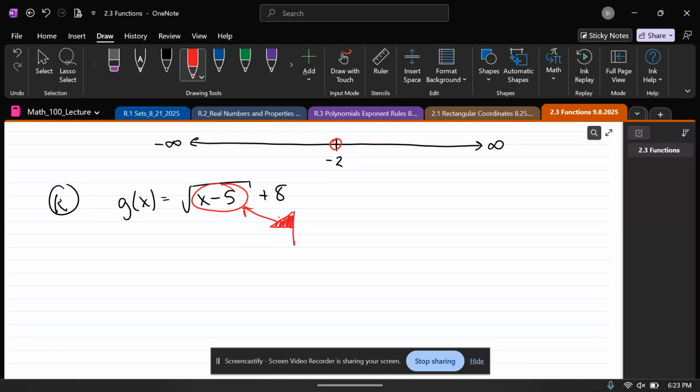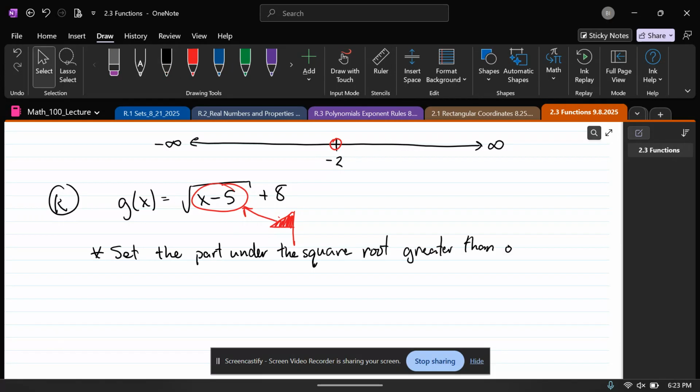Well, what happens with a square root is if the numbers inside are negative, then it doesn't work. It becomes complex numbers, and we don't want complex numbers. We only want real numbers. So what we have to do is set the part under the square root greater than or equal to 0.